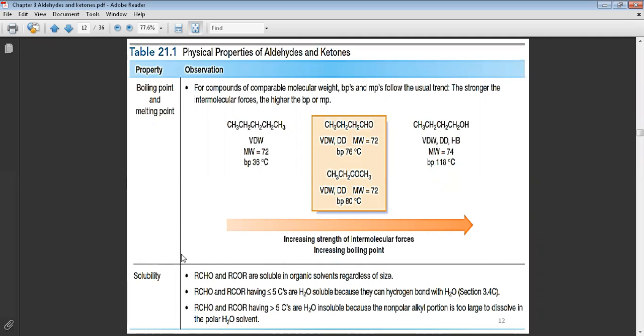Now solubility. Aldehydes and ketones are soluble in organic solvents, because they are organic compounds. Those with less than 5 carbons may dissolve in water; with more than 5 carbons they are slightly soluble or insoluble in water.